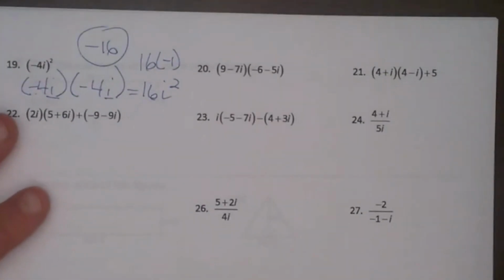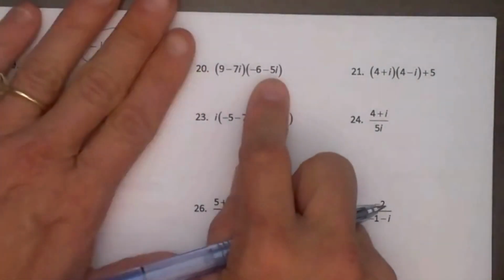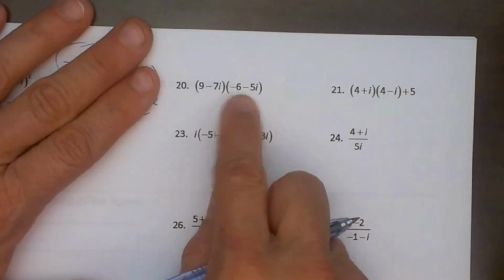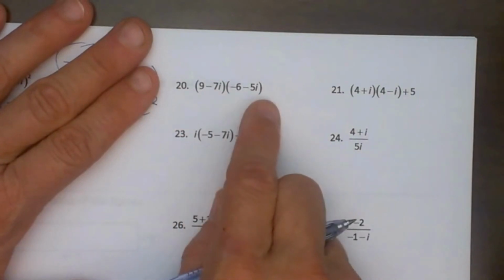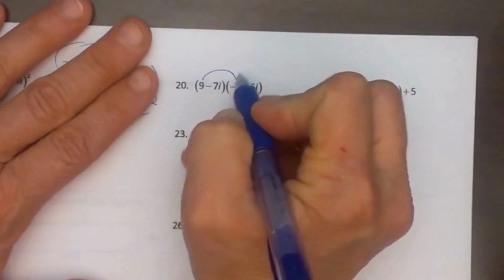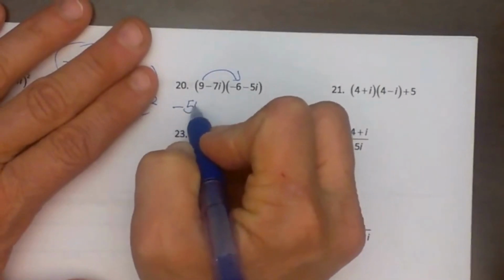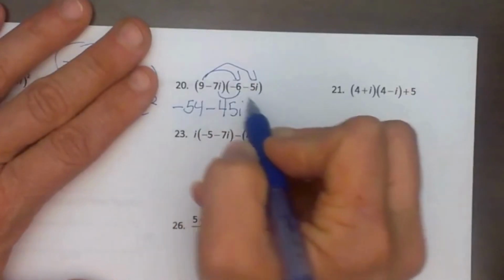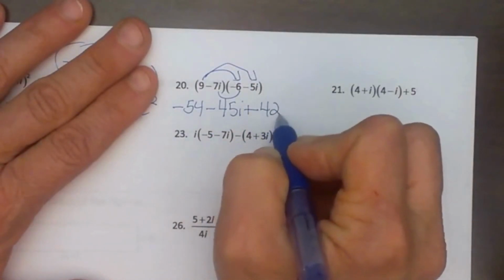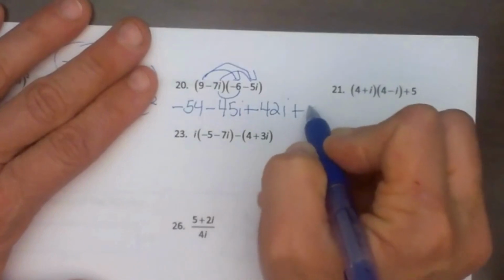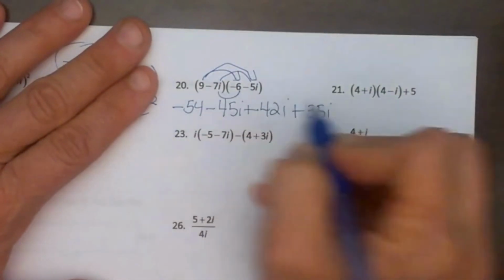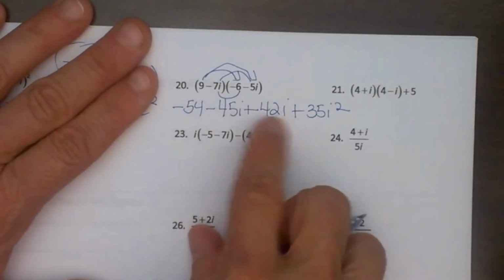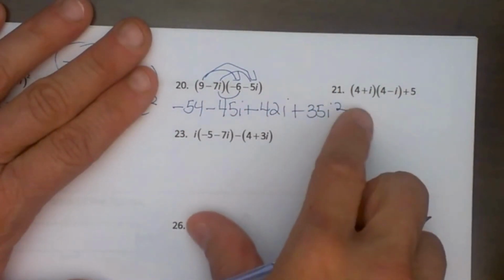Okay, let's do one where we actually have to multiply two complex numbers together. So we've got 9 minus 7i times negative 6 minus 5i. So this is just like a polynomial where we're going to FOIL it. So we do first, which is negative 54, outer, which is negative 45i, inner, which is positive 42i, and then last is positive 35, and then i times i is i squared. So you're going to end up with a real number and then two imaginaries, and then you've got another one down here that's got an i squared.